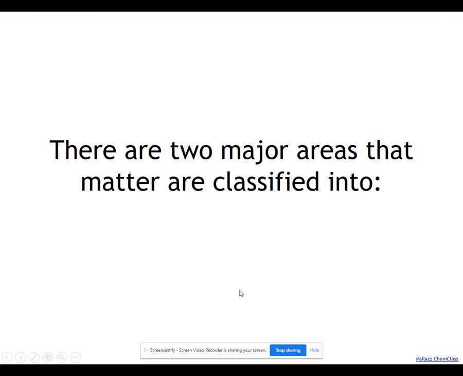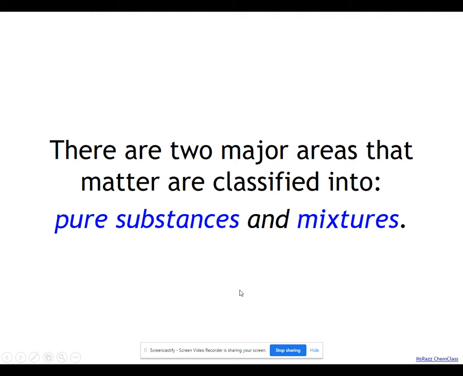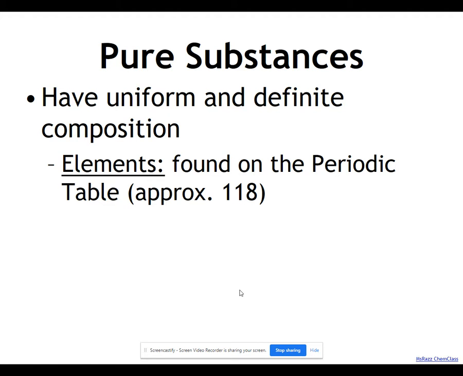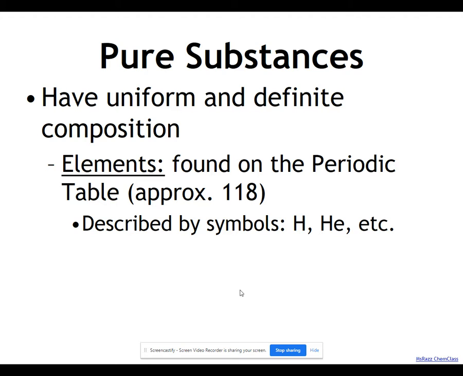There are two major areas that matter are classified into: pure substances and mixtures. Pure substances have uniform and definite composition. The first thing that you can classify pure substances as is elements. So elements are going to be anything that you can find on the periodic table, and it's by itself. So it's described by symbols: H for hydrogen, He for helium, Li for lithium.